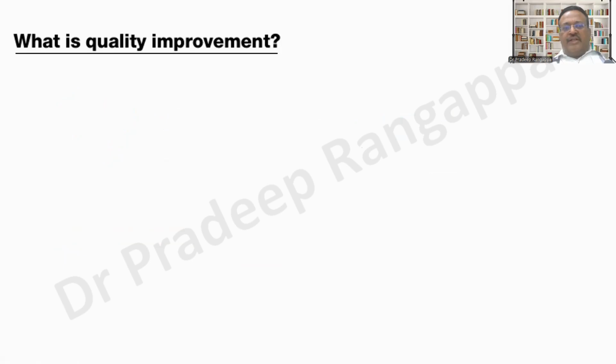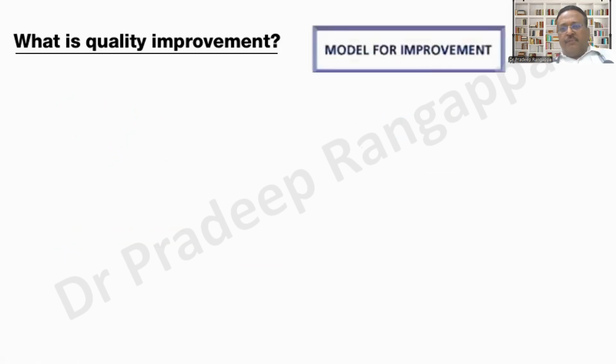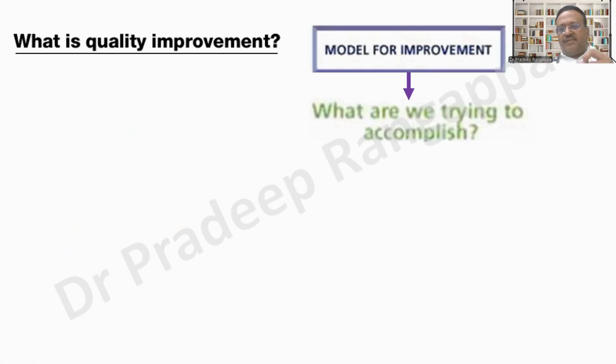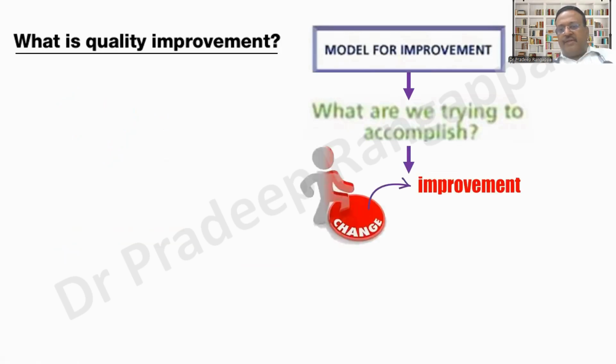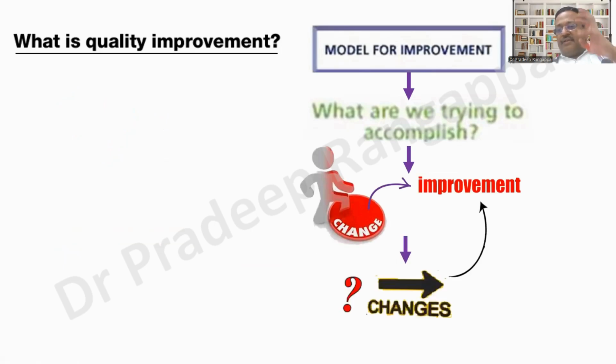And what is quality improvement? When we talk about quality improvement, obviously we need to ask ourselves the question: what are we trying to accomplish? And what are the changes that we are putting in place to accomplish the improvement that we are looking at? And whether the changes we have put in place have had a meaningful impact on the improvement.